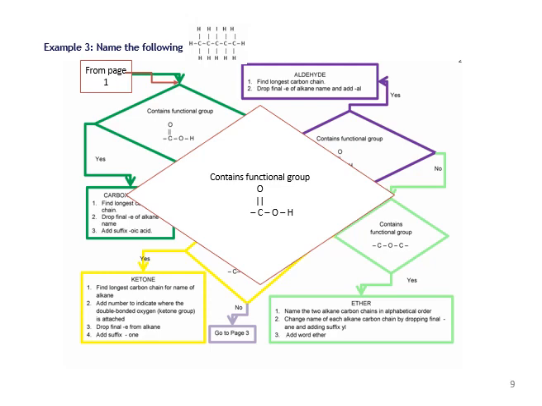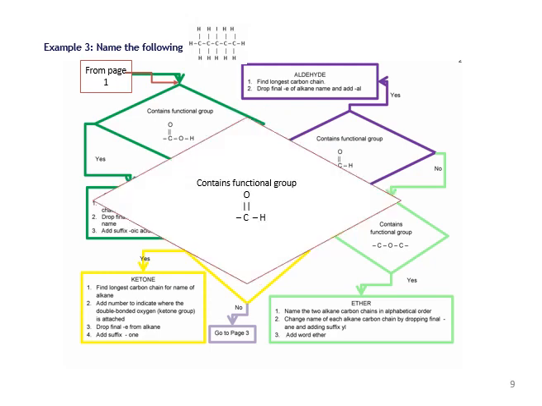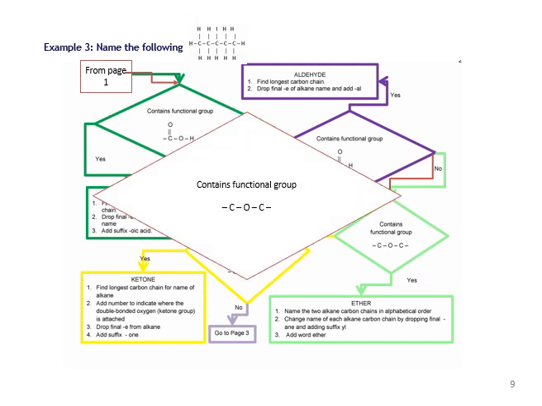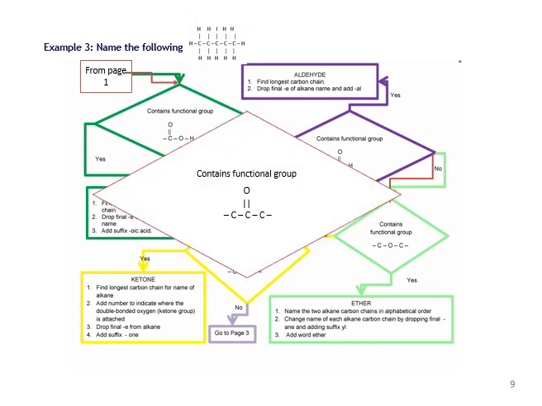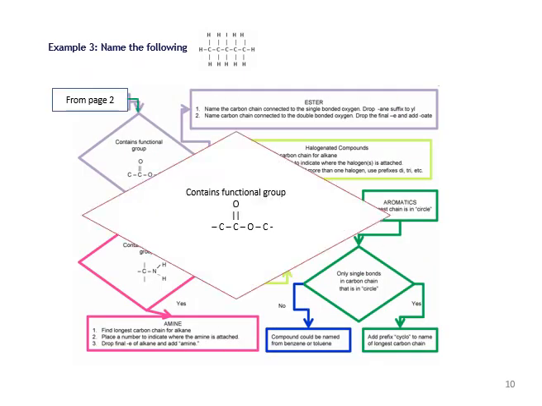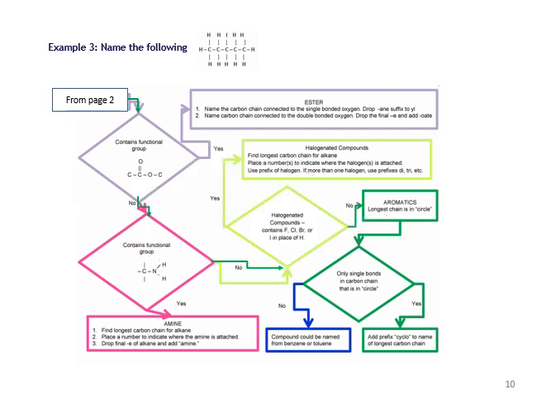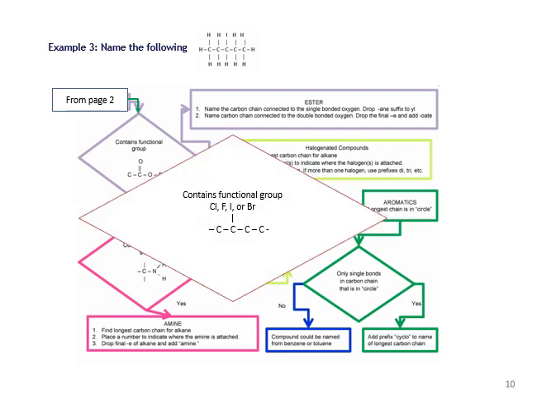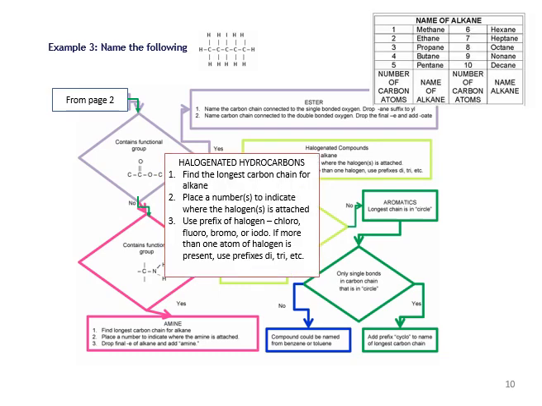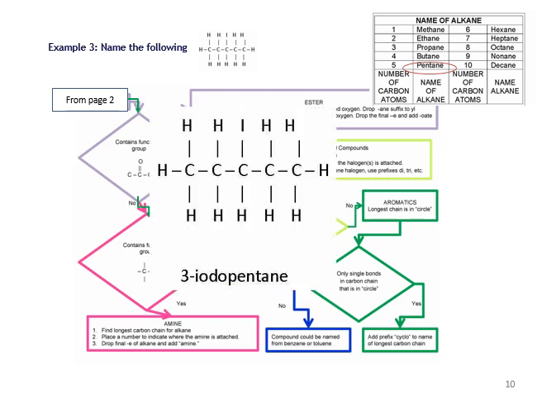It's not an acid. It doesn't have a double bonded OOH or an aldehyde, double bonded OH. It's not an ether, and it's not a ketone. Go to page 3. It's not an ester where you have a carbon double bonded O, O, and then another carbon group. It is not an amine. It does not have an NH2 group. It is a halogenated hydrocarbon. The longest carbon chain in this particular instance is pentane. There are 5 carbons. The iodine is located on the 3rd carbon, and so it is 3-iodopentane.